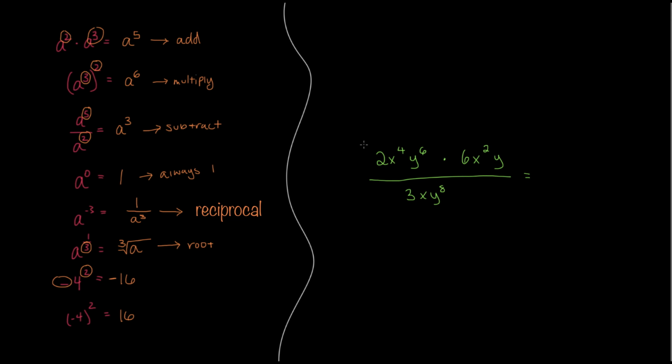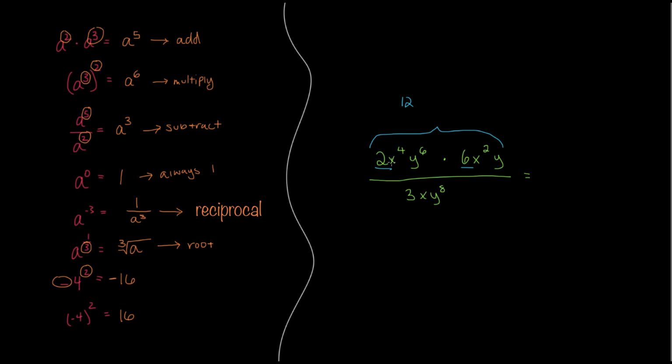This one says 2x to the fourth y to the sixth times 6x squared y over 3xy to the eighth. This is probably the most complicated problem we've had yet. So the way I'm going to tackle this is I'm first just going to multiply these top two together to get one singular term and then divide that by this one over here. The first thing we need to do is get rid of these constants. So 2 times 6 is 12.